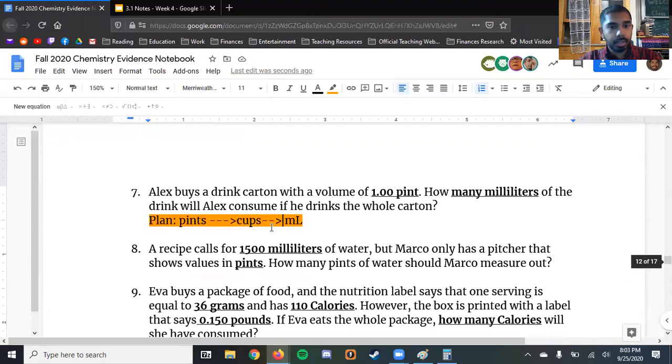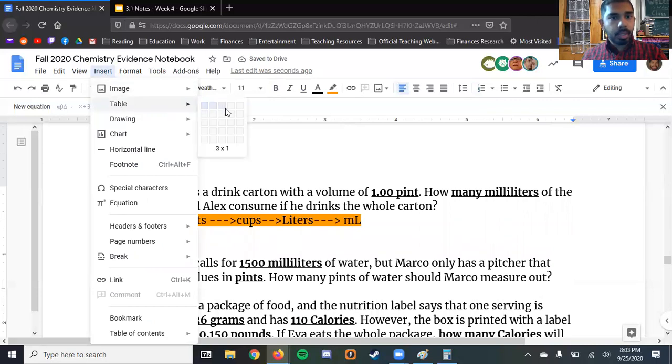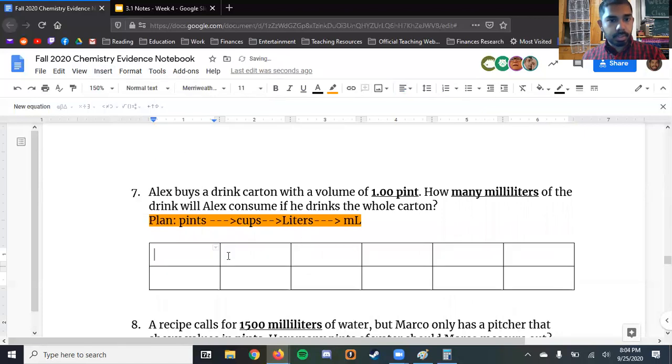So our plan is pretty straightforward. We're going to take those pints, convert them into cups, convert those cups into liters, and convert those liters into milliliters. That's the plan. Now, let's get started. The way I prefer it in my class is to insert tables, right? We have 4 conversions to do, another for the math, and 1 more for our final answer. So we're going to need 6 columns, 2 rows.